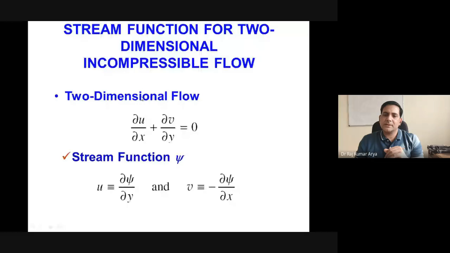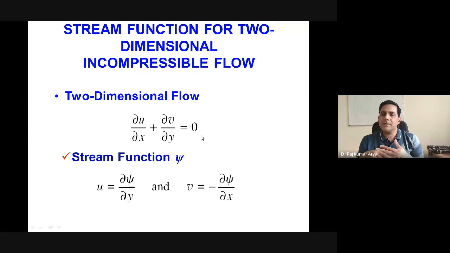So let's say you are talking about 2D incompressible flow. For that, your continuity equation is given by del u upon del x plus del v upon del y equals 0. If you want to write continuity for 3D steady or unsteady flow, you will have two more terms here: del rho upon del t plus del rho u upon del x plus del rho v upon del y plus del rho w upon del z. This is your continuity for 3D flow.